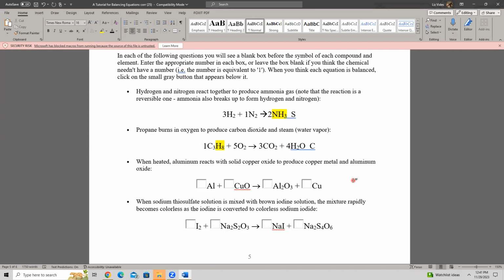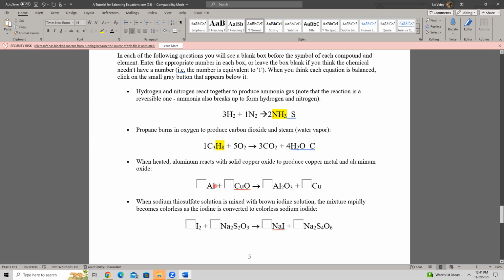A combustion? No, not combustion because there's no oxygen by itself. There is oxygen in the compound, but it needs to be by itself. So look at the aluminum, how it booted out the copper. You see that? Copper is by itself. So this is the key for these.